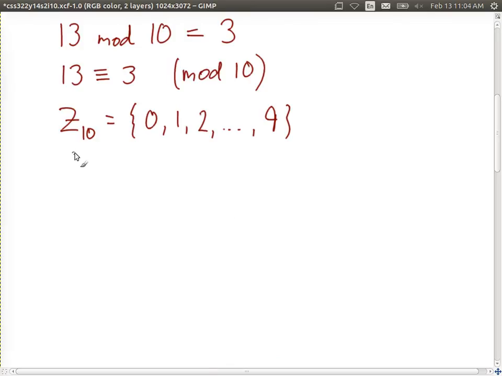So let's stay with Z10, that is, everything mod 10, and I will not write it mod 10. Let's just keep the examples. We're using Z10 in this set.